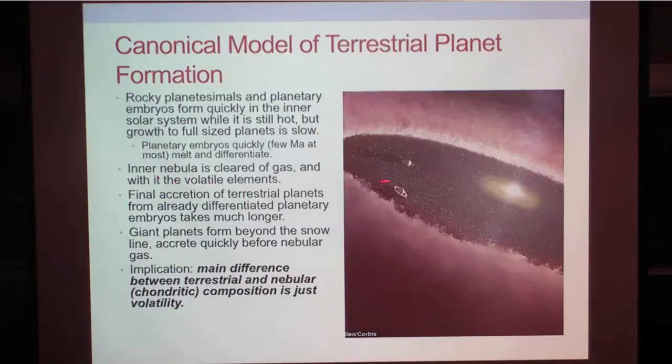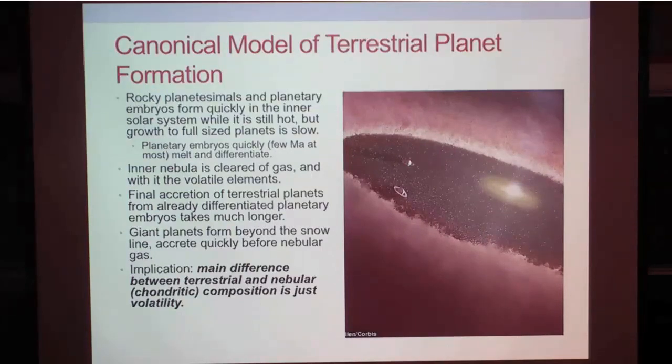In the meantime, the inner solar system becomes cleared of gas before it's cooled entirely, and so these growing planetary embryos fail to capture their full component of these volatile elements. It takes much longer, perhaps on the order of 100 million years, before these planetary embryos finally grow into full-size Earth-sized planets. On the other hand, Jupiter and Saturn and the outer planets form quickly because they're outside the snow line, because water condenses, we have water ice, and that makes things a lot more sticky.